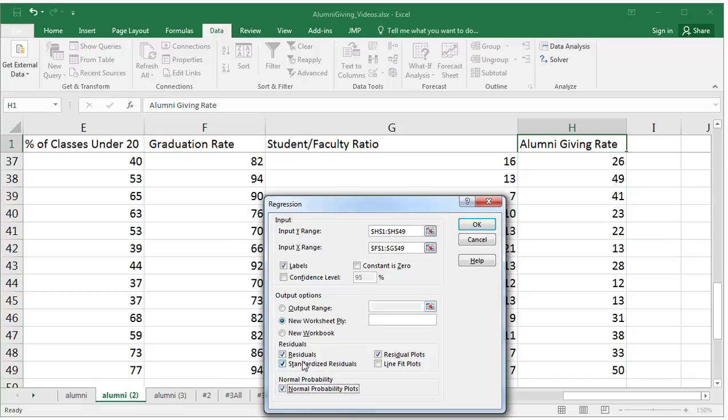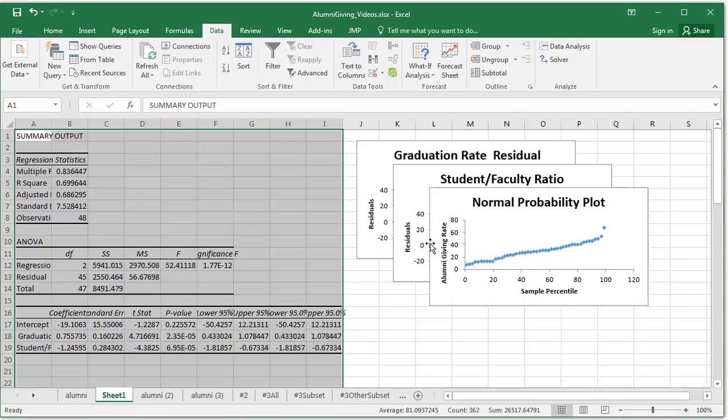All right, so this right here will be data, residual, standardized residual plots. We'll plot it against each of the independent variables. We'll have to do it against the predicted variable ourselves. So new worksheet apply, click OK.